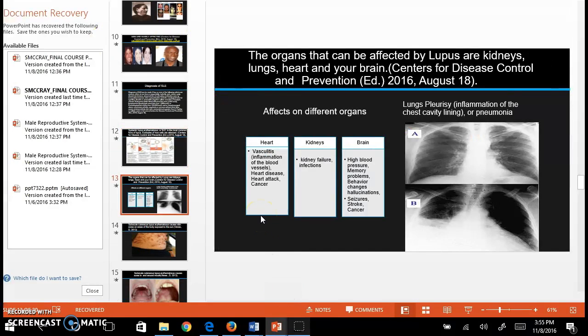The organs that can be affected by lupus are your kidneys, lungs, heart, and your brain. Your heart can be affected because you can have heart disease or heart attack. Your kidneys, you can develop kidney failure or infections in your kidney. Your brain can be affected by high blood pressure, memory problems, behavior changes, hallucinations, seizures, strokes, and more. Your lungs can be affected by pleurisy, which is inflammation of the chest cavity lining, or pneumonia. Here's a picture of that also.